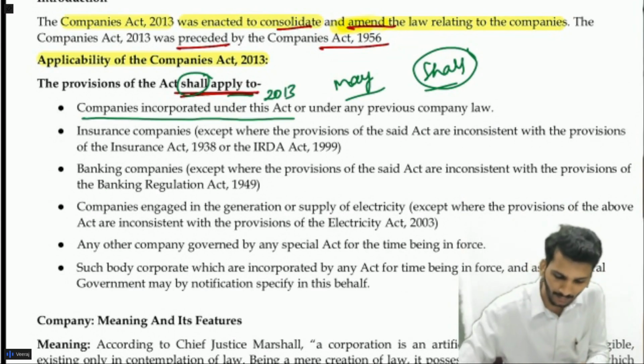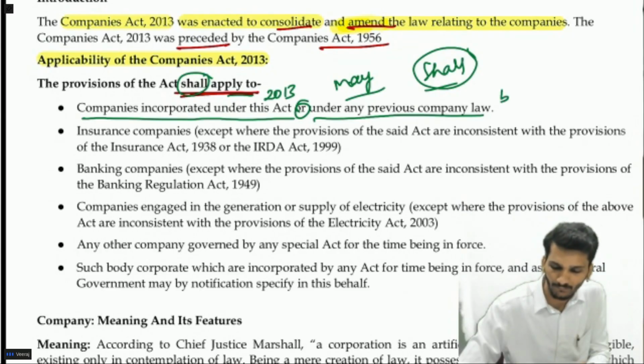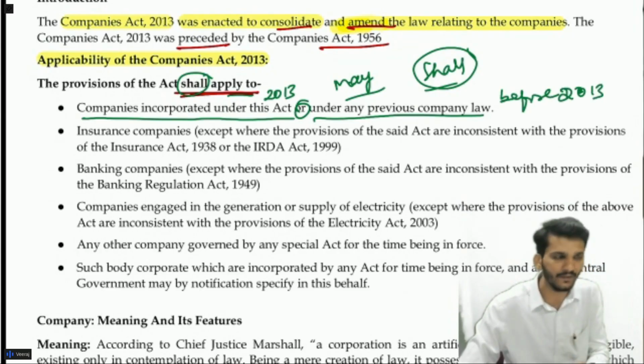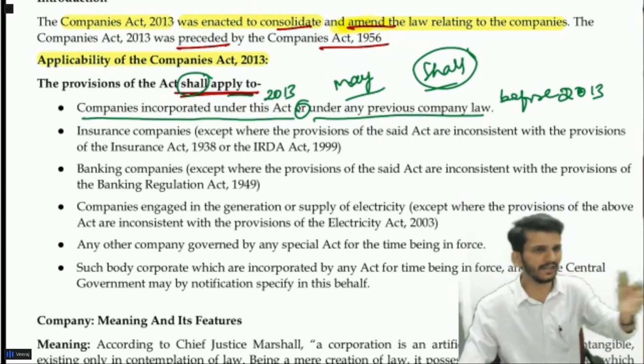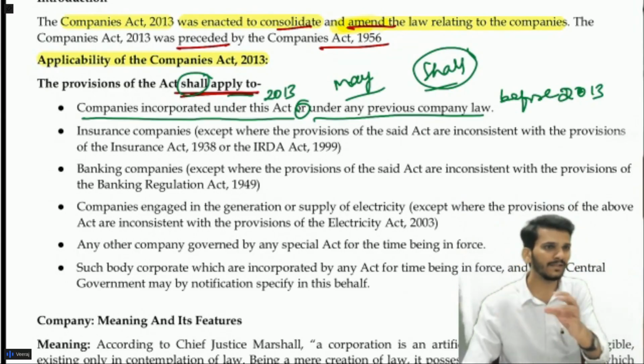2013 or under any previous company law. That is, before 2013. It is not only 1956 — 1956, 1908, everything, 1800 also. Whatever the act which is called as Companies Act in India, for all the companies it is applicable.